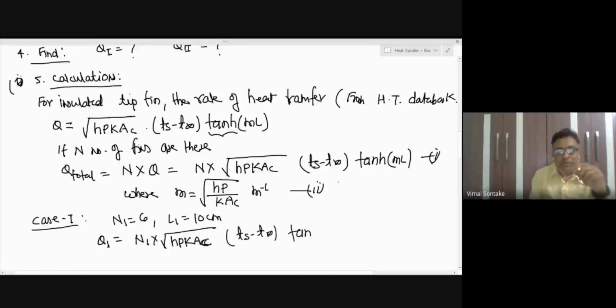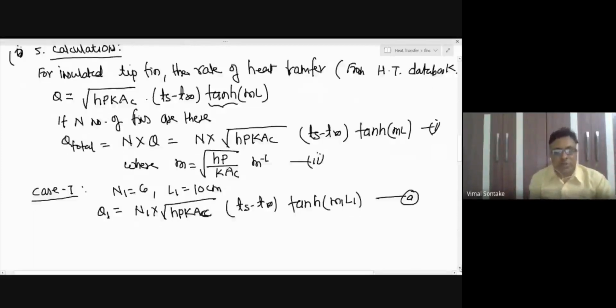into tanh(m1 L1). Let's say this is equation number 8. The rate of heat transfer for case 1 is N1 into square root of hPkAc into (Ts minus T infinity) tanh(m1 L1). Now how to calculate this m1? It is nothing but square root of hP over kAc.